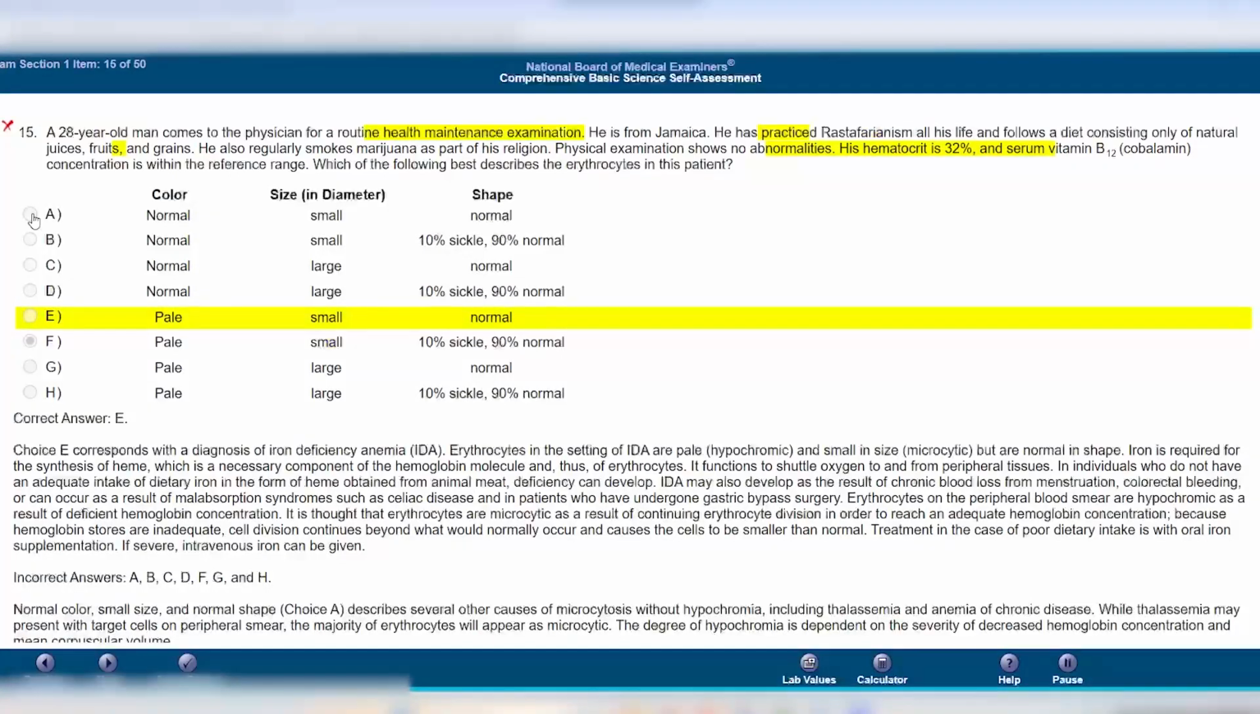Okay, 28-year-old male. He's young, right? Routine health examination. He's from Jamaica. He practices this diet, which consists of only natural fruits, juices, and grains, correct? Yes. So what is that to you? That's vegan, right? So he's vegan. You have to understand that he's vegan. Marijuana doesn't really deal much with this, right? Physical exam, no abnormalities. Hematocrit is 32.